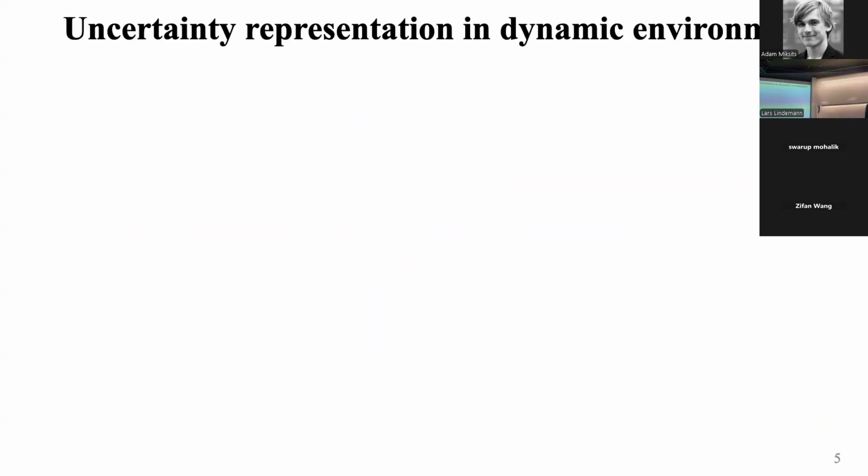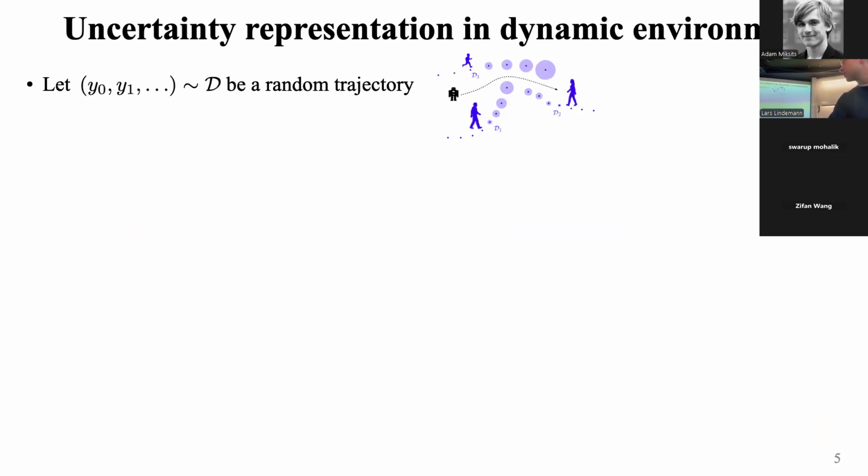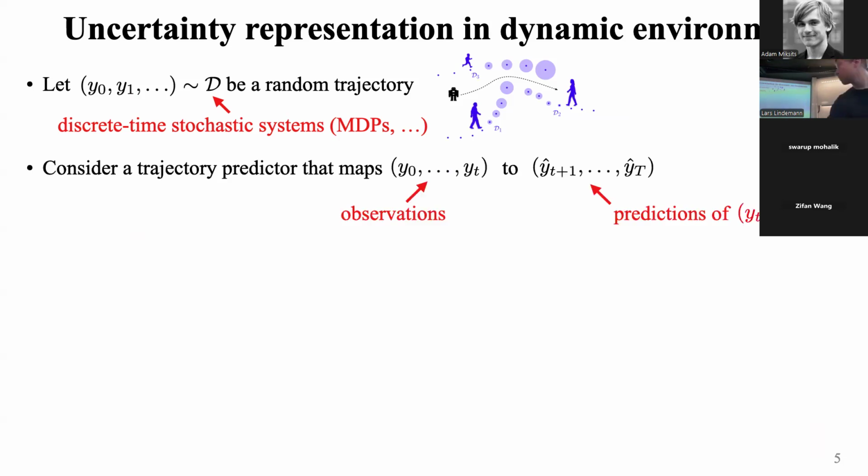Okay, so the first thing we want to do, and which I will spend a bit of time on, is uncertainty representation of the dynamic environment. So we want to compute statistical abstractions of the behavior of the dynamic agents in the environment. First, we model the behavior of the dynamic agents as a random trajectory. So we assume here that y0, y1, y2, and so on, the states of the environment at different times, are drawn from some trajectory distribution, calligraphic D, okay? Technically, this could be any discrete-time stochastic system, for instance, an MDP, okay? Important here is to keep in mind, we have a trajectory distribution.